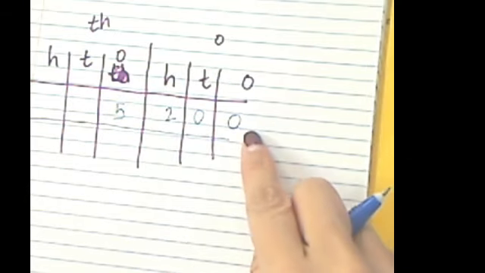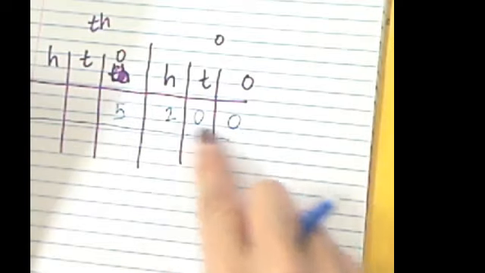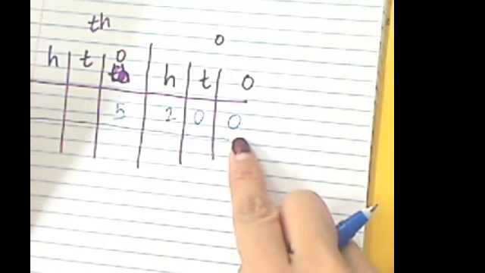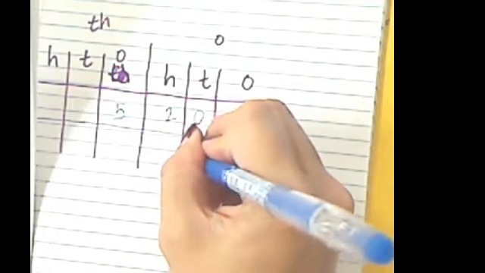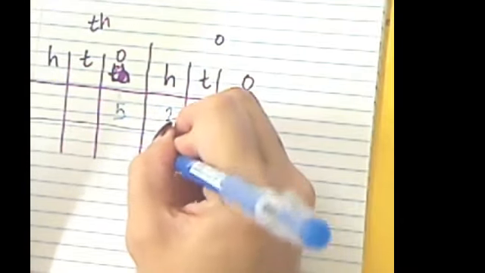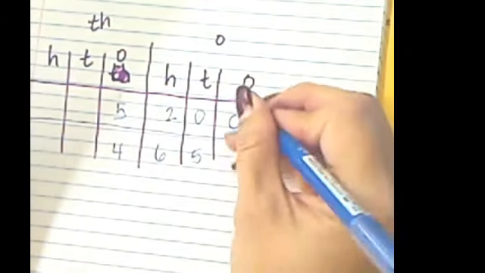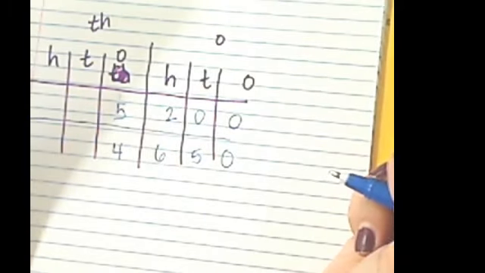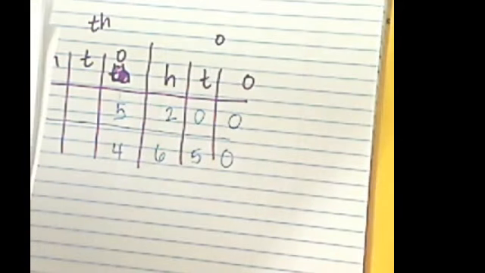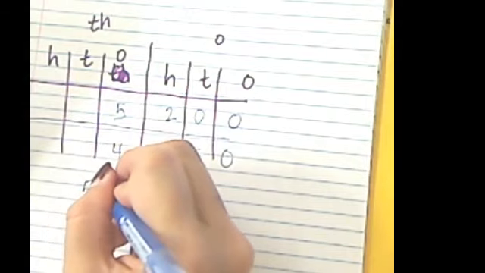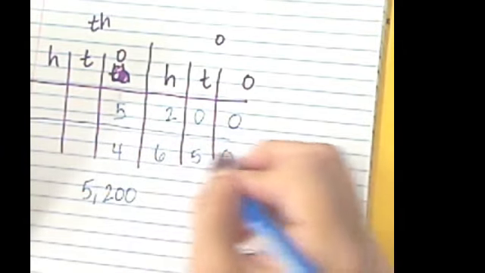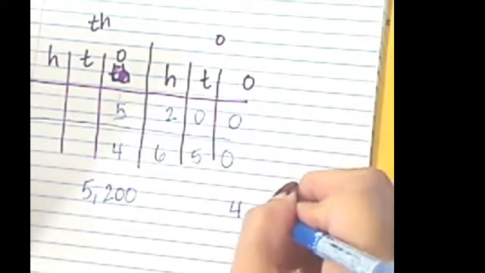Okay, good. So we've got this. Now let's go to the other number. Another number has 4 thousands, 6 hundreds, and 5 tens. So let's start from the smallest one. 5 tens, 6 hundreds, 4 thousands. We didn't need to regroup, but can't forget this. There it is. So what are the two numbers? We've got 5,200, and then the other number is 4,650.